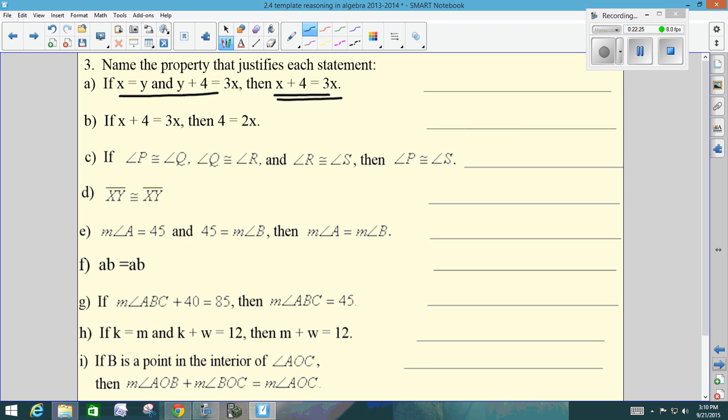Well, the conclusion, x plus 4 equals 3x, looks really similar to that part in the hypothesis, y plus 4 equals 3x. What's the difference? The x and the y. How are they able to switch them? Because they're the same. So what did they do? They substituted. X is equal to y. So they substituted x in for y and got x plus 4 equals 3x. This would be substitution.